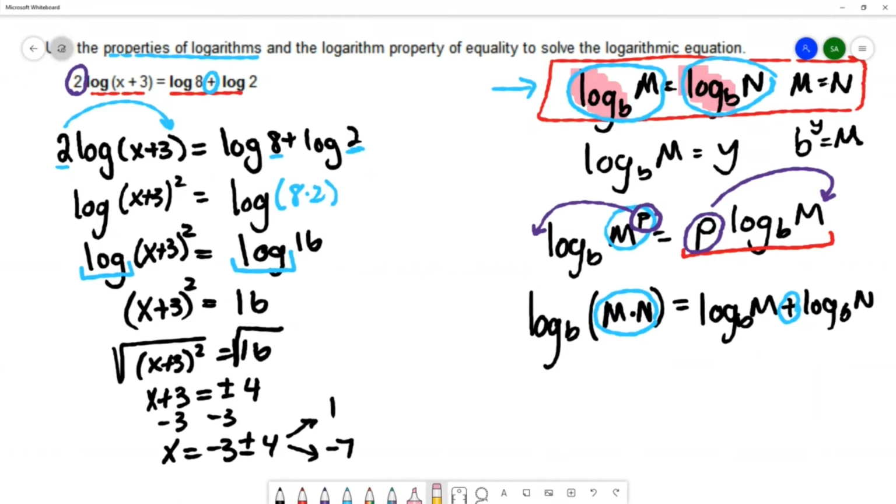Now, before we're done with this problem, we do need to check our work. Logarithms have restricted domains. Log of a negative number is something that is undefined. Log of 0 is undefined as well. So when we check, we have to make sure that the solutions that we came up with are in the domain of the logs we have in the equation. So let me zoom out just a little bit so we can check.